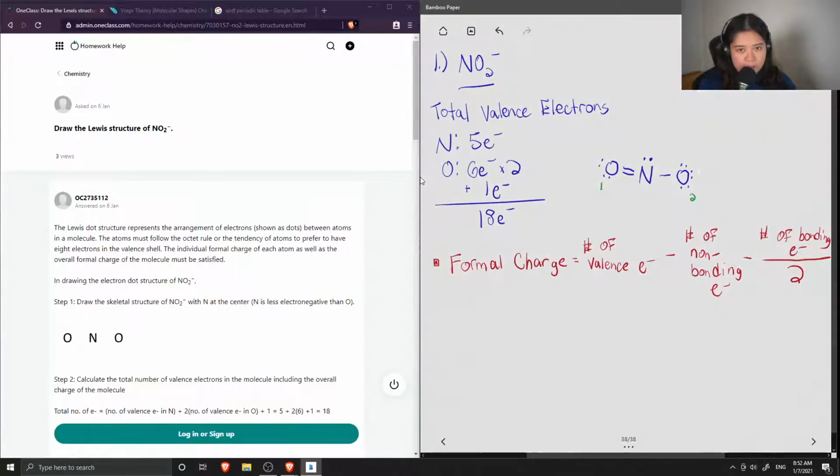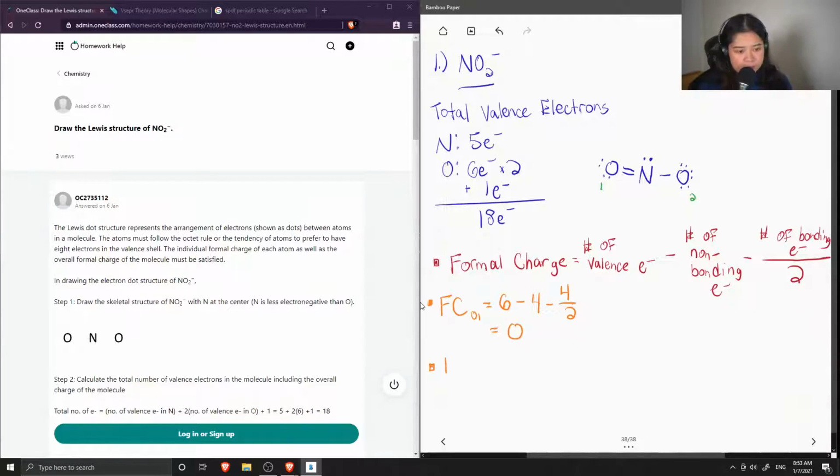Let's calculate the formal charge of the first oxygen. Formal charge of oxygen 1. The number of valence electrons in oxygen is 6. Its number of non-bonding electrons is 4. And for its number of bonding electrons, there are 2 double bonds, so we have 4 in total, and this is divided by 2. So 6 minus 4 minus 2 is equal to 0.